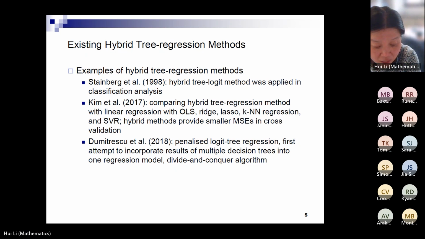So later, Dumitrescu et al., their group in 2018, applied decision tree to detect discontinuity in the relationship between the dependent variable and continuous regressors in logistic regression. They proposed a penalized logistic tree regression. They found that this penalized logistic tree regression outperforms both linear and quadratic logistic regression models, with prediction accuracy slightly lower than random forest. However, it has the advantage of being much more explainable. So we would say that, to our knowledge, they made the first attempt to incorporate the results of multiple decision trees into one regression model.